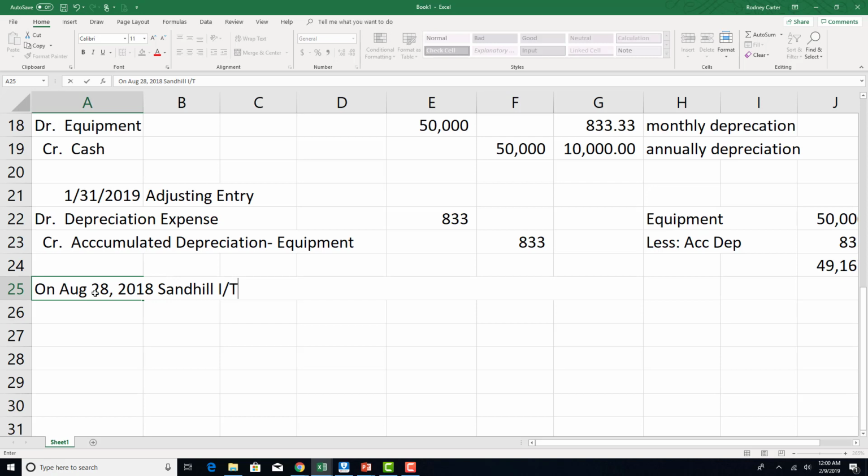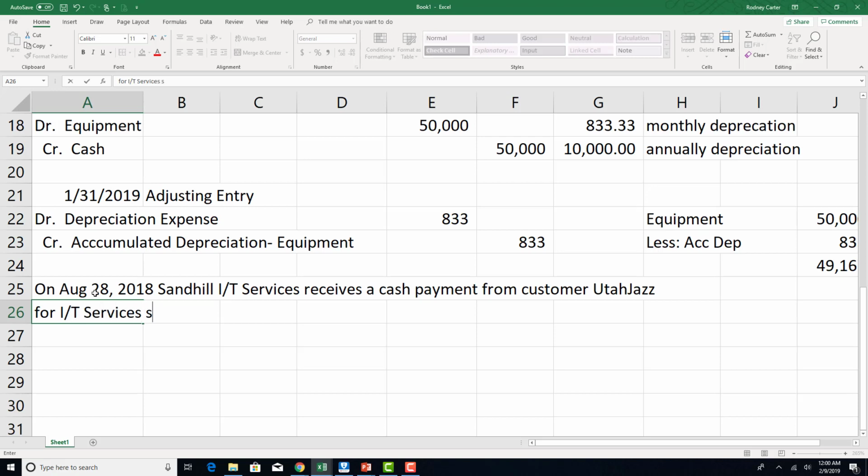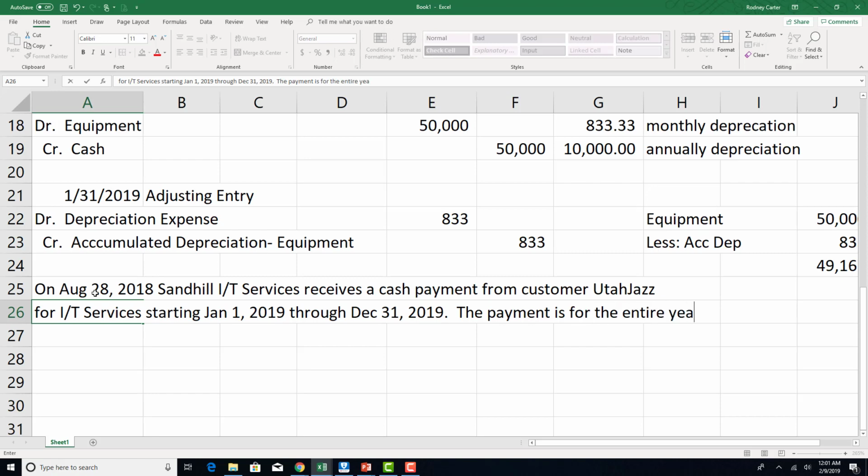Sandhill IT Services receives a cash payment from customer Utah Jazz, with an S. Utah Jazz will work. For IT services starting January 1, 2019 through December 31st, 2019. The payment is for the entire year and is $240,000.